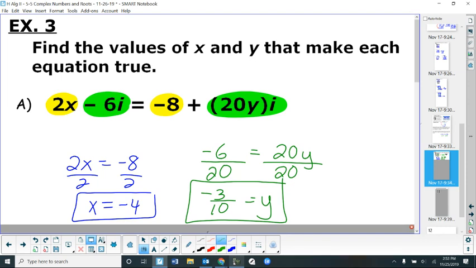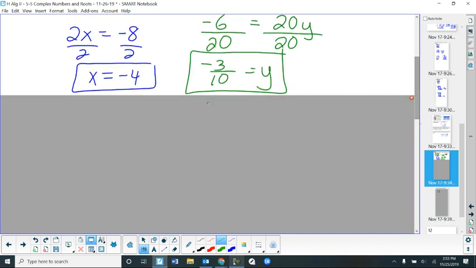And the reason the i's went away, because if you think about on both of these, if you divide by an i, divide by an i, the i's go away, and you're left with negative 6 equals 20y. All right, so let's take a look at this one.